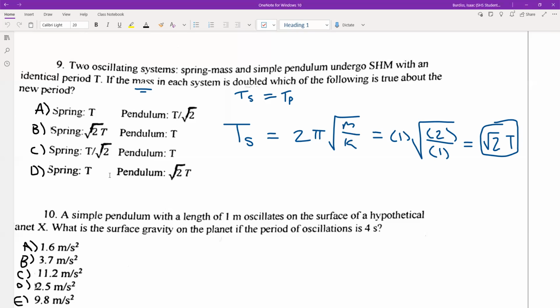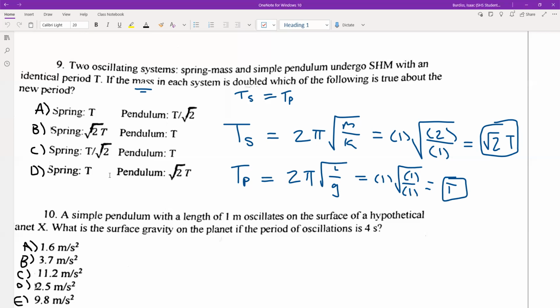Now, for the pendulum, same thing. But there is no mass in the equation for period of a pendulum, so it does not change. So the answer is C, or B, sorry. Yeah, so that's what you do. You just put a T there beside whatever it is.